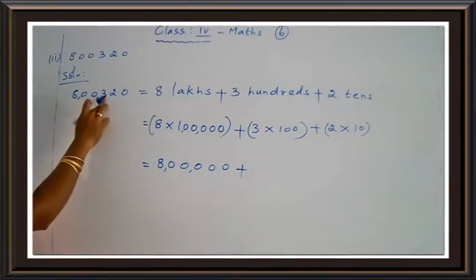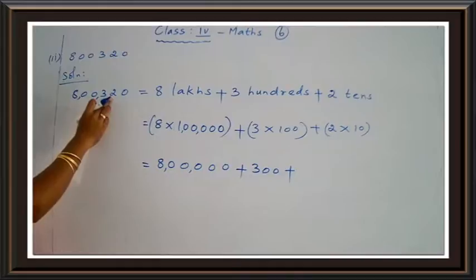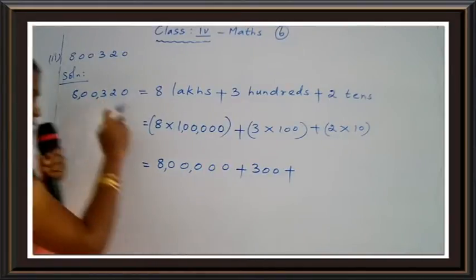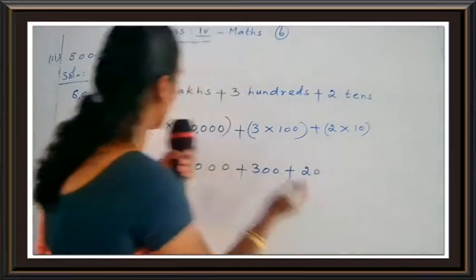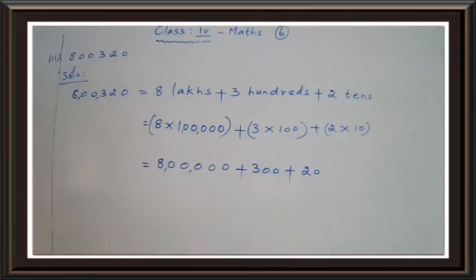Next you come to 3. So what is the place value of 3? 300. 300 plus 2 tens. 2 tens means 20. Okay, 20. Now you come to the ones place 0. So that's why your answer is 8 lakh plus 300 plus 20. Okay, children? Do you understand? Okay. Now you write it in your classwork note. Third question. Already 2 questions are finished. Now you come to the third one. Okay. Write it in your classwork note. Okay. 8 lakh 320. Write fast.